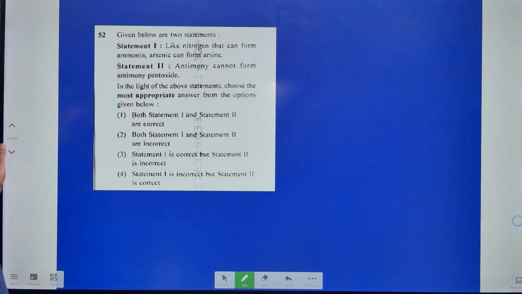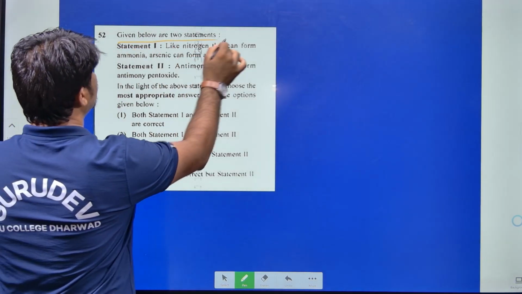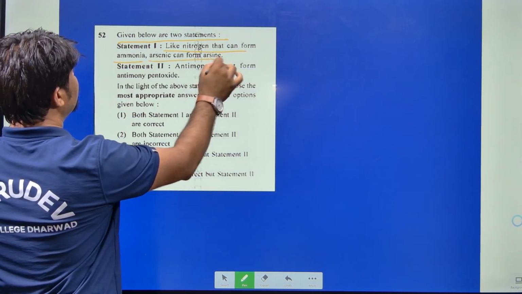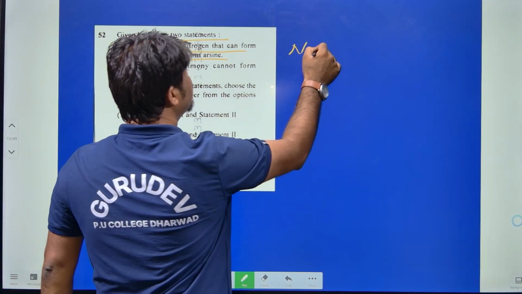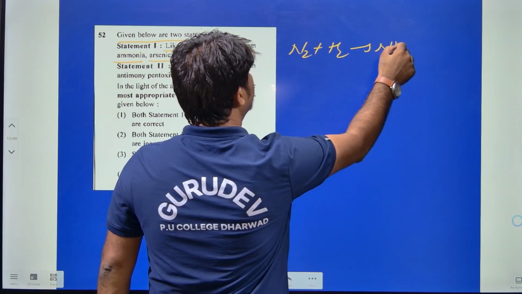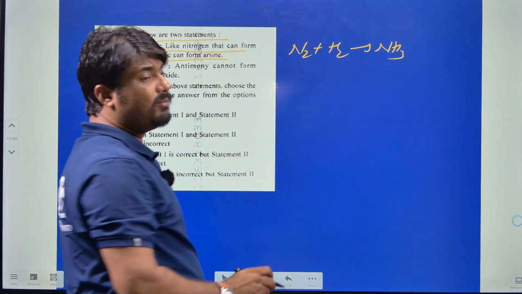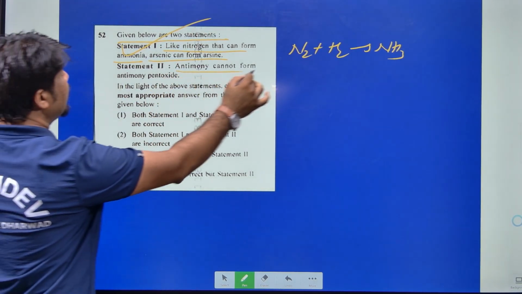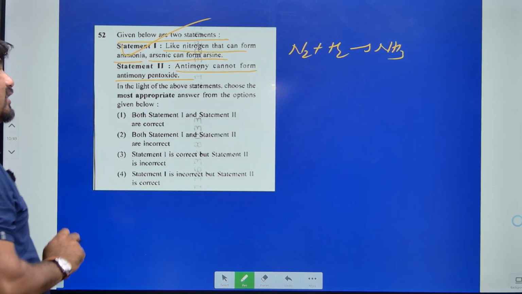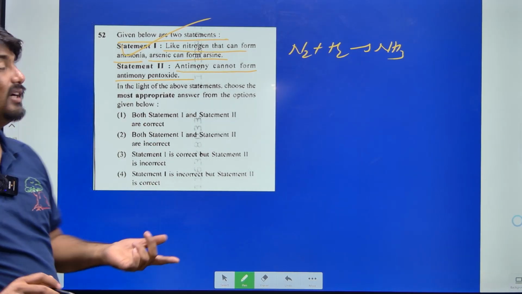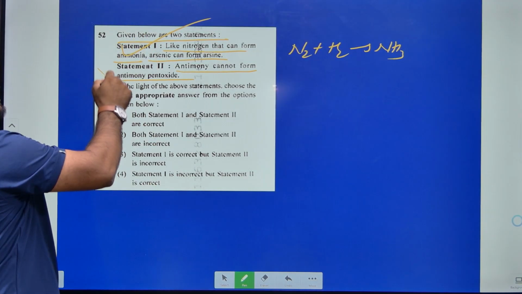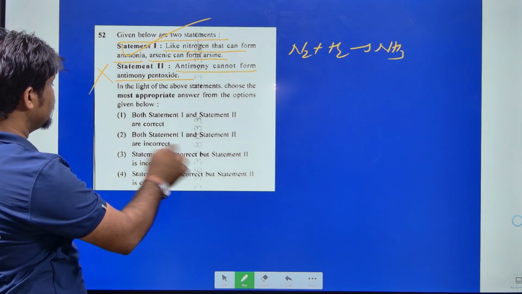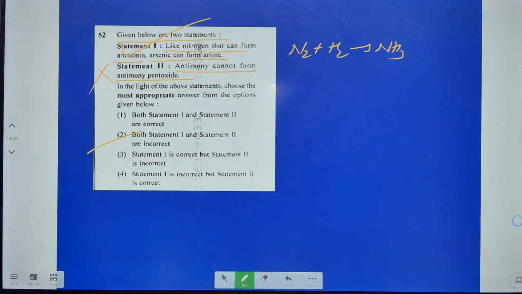Well, dear, go to the next one. Question 52. Given below are 2 statements. Like nitrogen forms ammonia, arsenic forms arsine. Yes, of course, nitrogen reacts with hydrogen to give ammonia. Like this, arsenic also can form arsine. Statement 1 is right. Statement 2: antimony cannot form antimony peroxide. Actually, it is a wrong statement. Antimony can form antimony peroxide. Hence statement 1 is correct, statement 2 is incorrect. Option 2 is the right answer for the question.